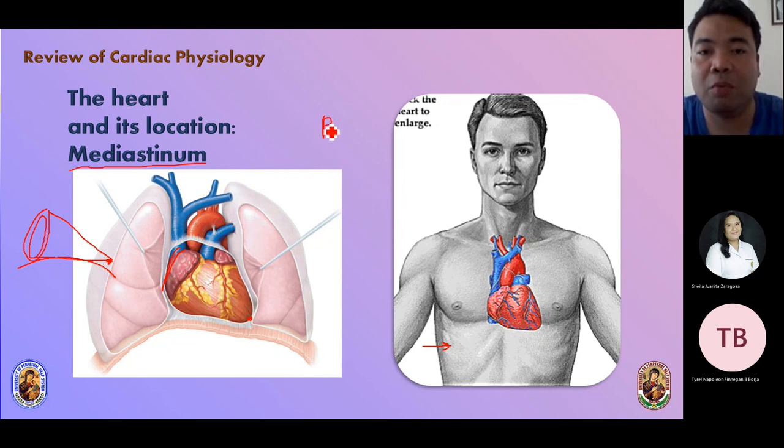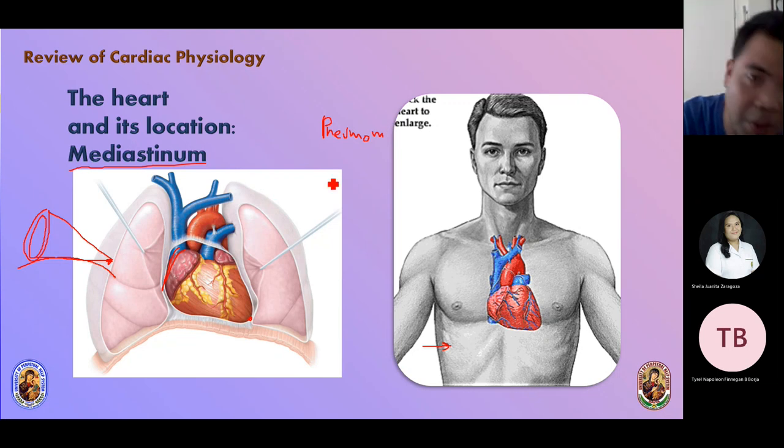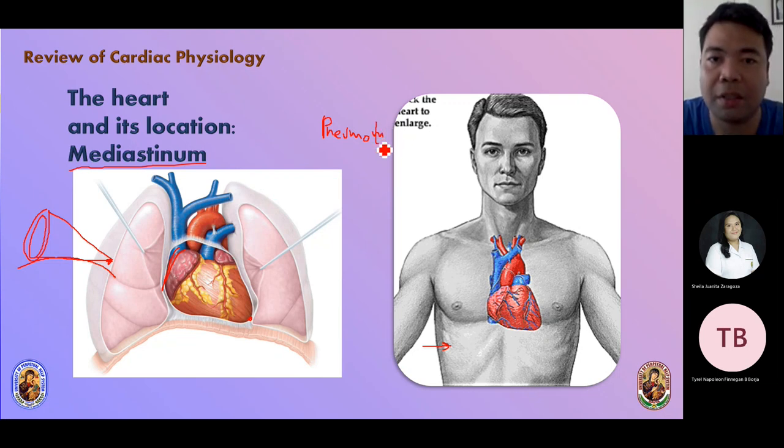And when we say pneumothorax, that is when air enters the thoracic cavity, specifically the pleural cavity. Napasok yung pleural cavity. Wait lang, supposed to be T. T ito, letter T. Pneumothorax. Okay? And it will result to collapse of the right lung.